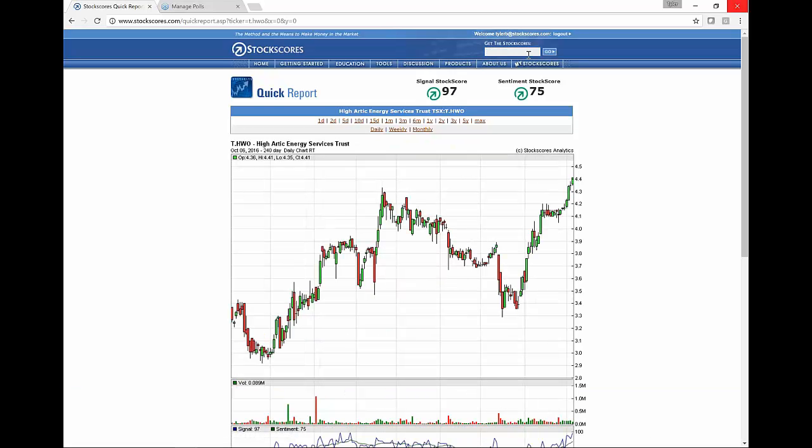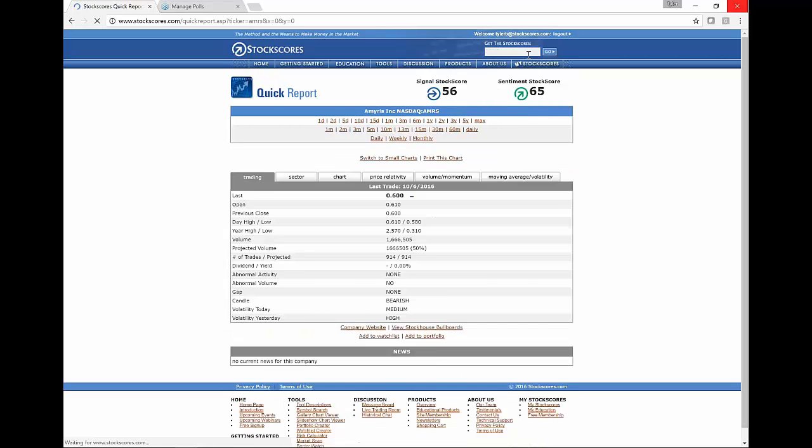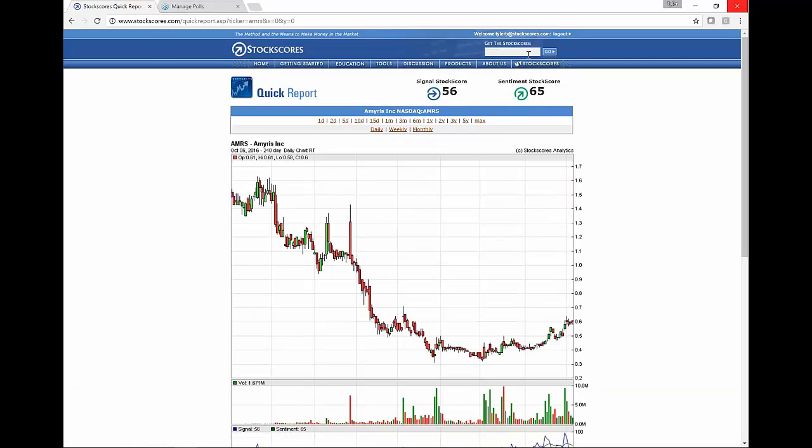I did this one already. Sorry, some of you asked me about the same stock, so I'm pulling them up more than once. AMRS. I'm trying my best to get everyone's done, but there's so many coming through, it's a little hard to keep track of them all.